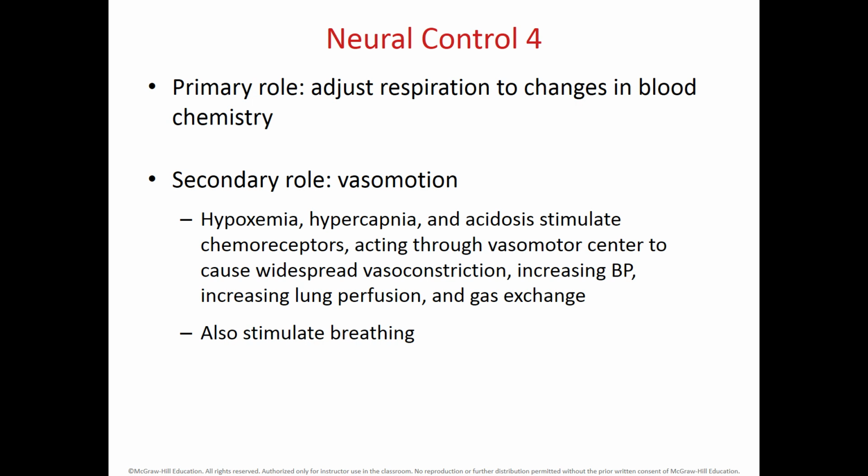So examples of what happens when you have hypoxemia, hypercapnia, or increase of CO2, and acidosis: you will stimulate your chemoreceptors, and then you will send a signal to the vasomotor centers that will cause vasoconstriction in many of your blood vessels within your body. You will increase the blood pressure, which will increase the perfusion or the distribution of blood within the lungs. You will increase gas exchange. You will stimulate respiratory rate, so you can get rid of CO2.